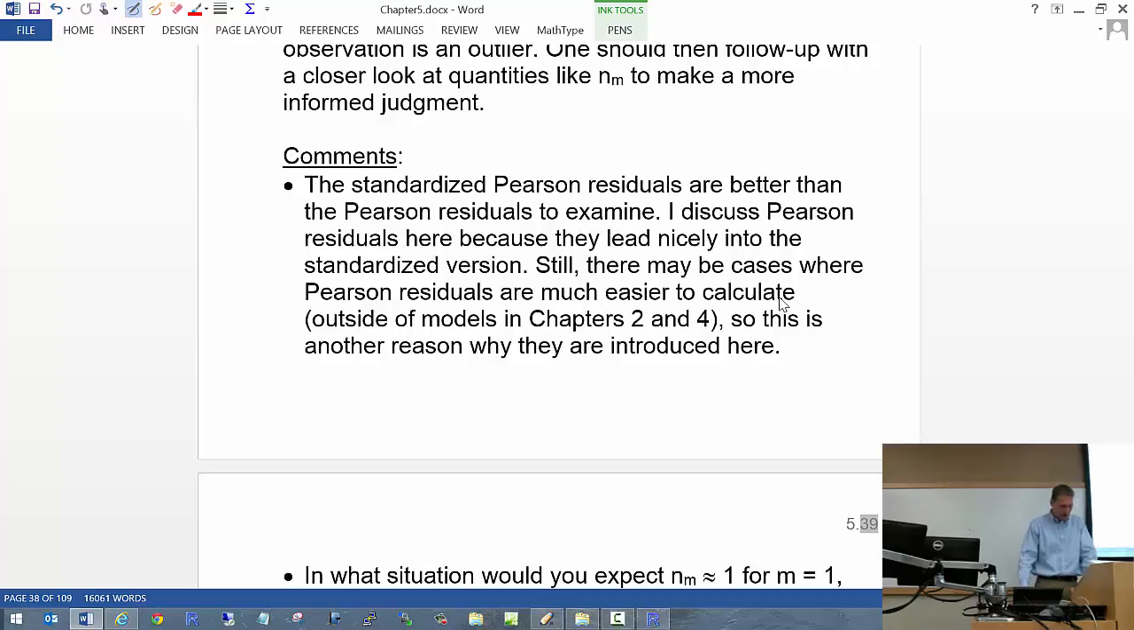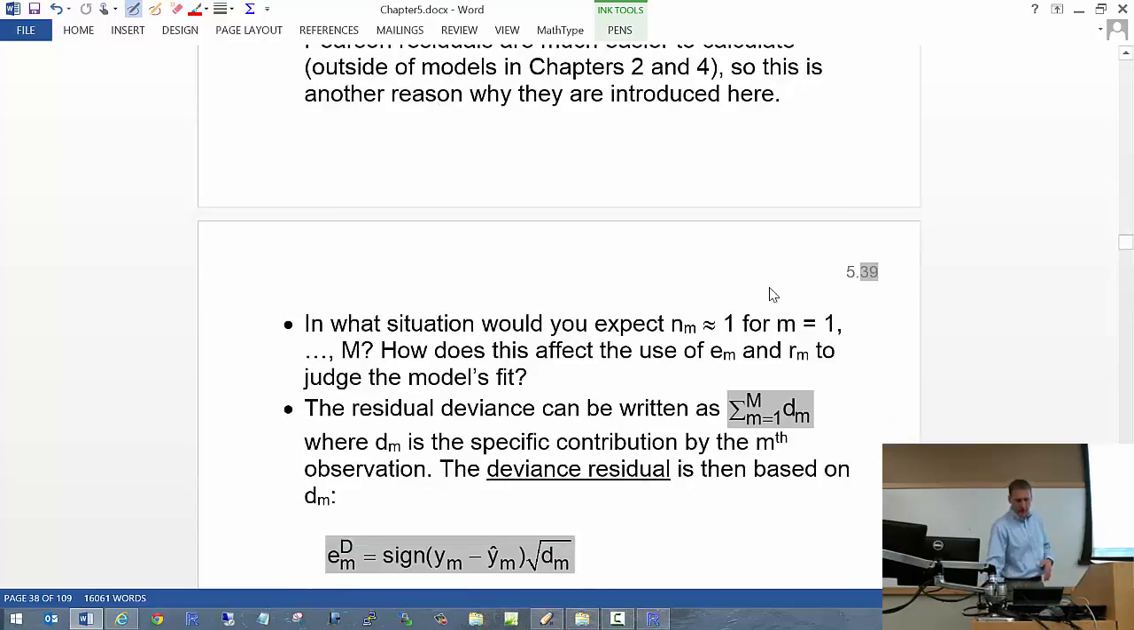Some comments. Standardized Pearson residuals are better than Pearson residuals to look at. Well, why did I tell you about Pearson residuals? You can see that they're very similar in terms of the equations, but there might be some situations with more complicated models outside of this class where calculating a standardized Pearson residual is much more difficult. Then you can always go to a Pearson residual, because that's typically going to be very easy to calculate. So that's one reason why I tell you.